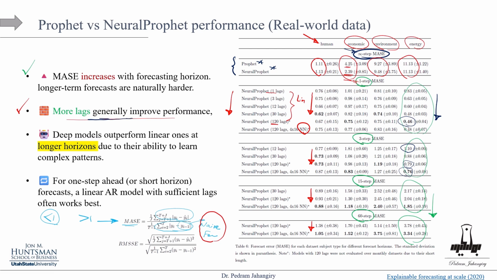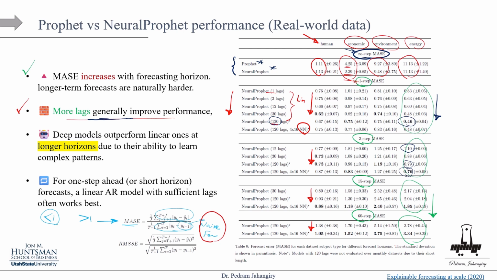And remember, you can add as many lags as you wish, so you can go crazy and do 120 lags and then sparsify those AR components, right? Just use regularization to get rid of those irrelevant lags. So you can always do that.